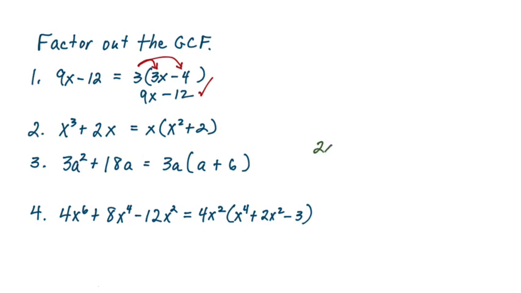Now, what if you did something like this? You have 2x squared times the quantity 2x to the 4th plus 4x squared minus 6. Can you see where your mistake is? If you look inside here, isn't 2 still a common factor there? And so that's what's wrong there.